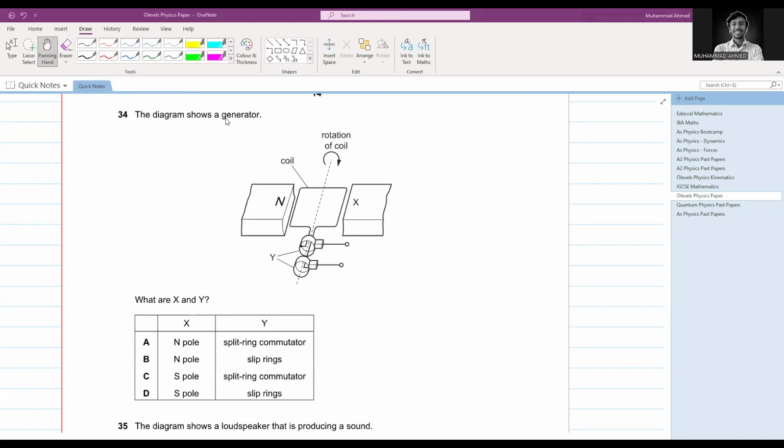Okay, so let's see this. The diagram shows a generator, or you can say an AC generator. What are X and Y? We have to tell what is X and Y.